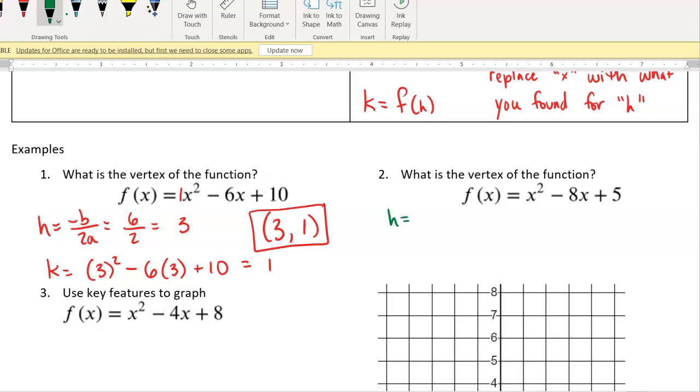You should have taken the opposite of b, so the opposite of -8 is 8, divided by 2 times a. Now remember, a is 1. It's not always divided by 2, it's always 2 times whatever a is, so be careful. In both of these examples, a is 1. If a had been 3, we would take 2 times 3 and get 6. In this case, it's just 1, so it stays 2. Now we simplify this. 8 divided by 2 is 4. So now to find out what k is, we put 4 in for x.